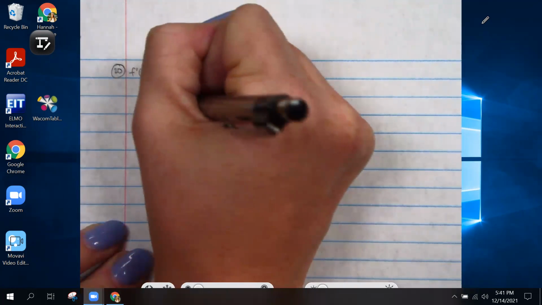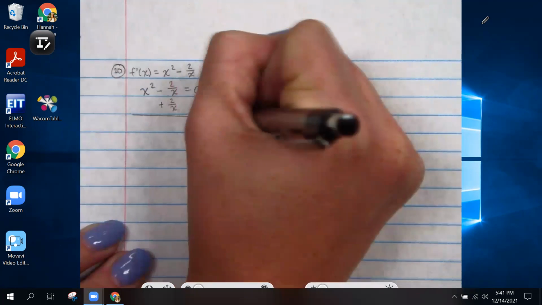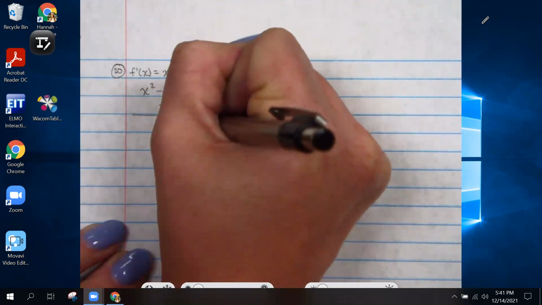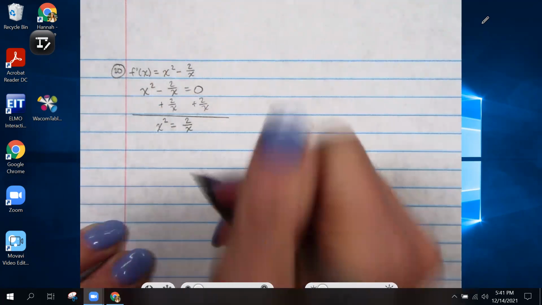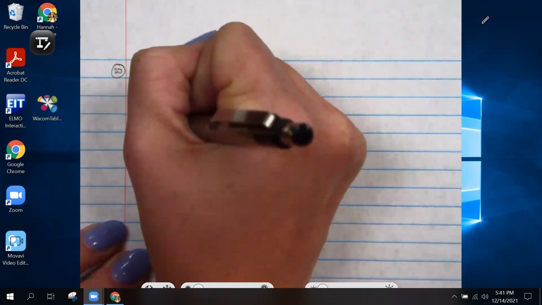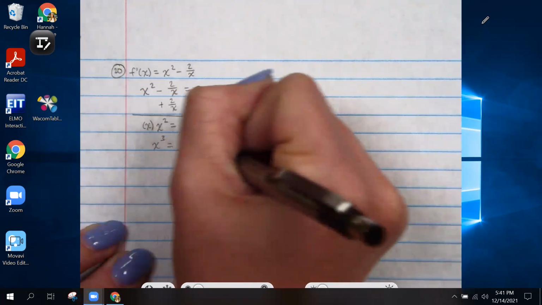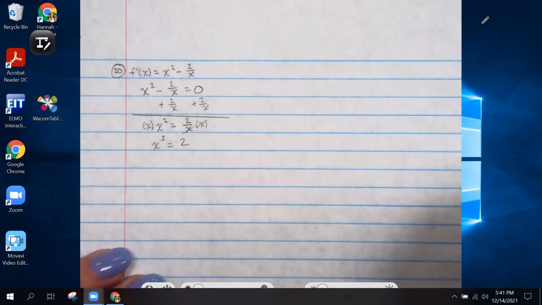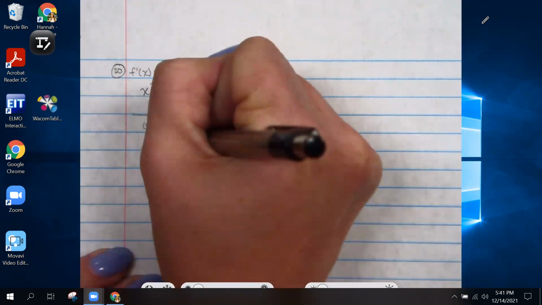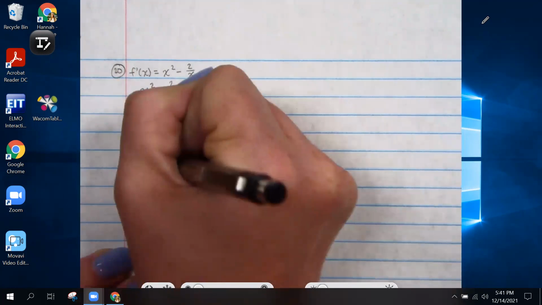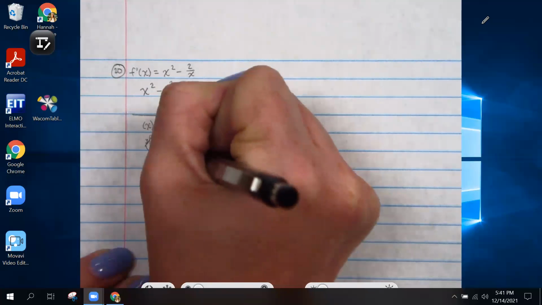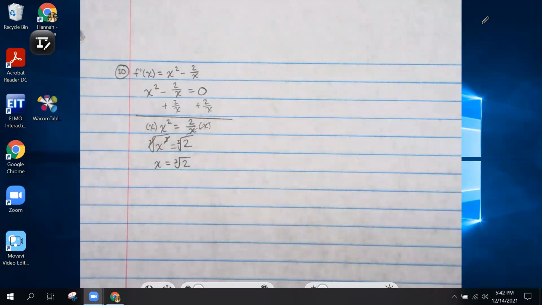Okay, let's add 2 over x to both sides. So we get x squared equals 2 over x. Multiply both sides by x to get rid of this fraction. X times x squared is x cubed equals 2. And then take the cube root of both sides. Get x equals the cube root of 2. If you're taking an odd root of a number, you do not have to include both the negative and positive, only if you're taking an even root. So this is one of our critical values.